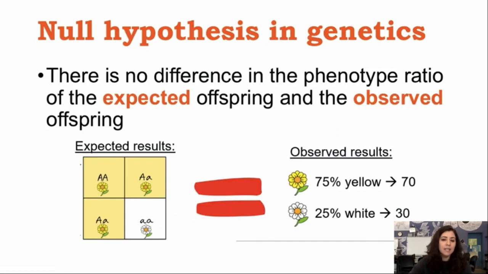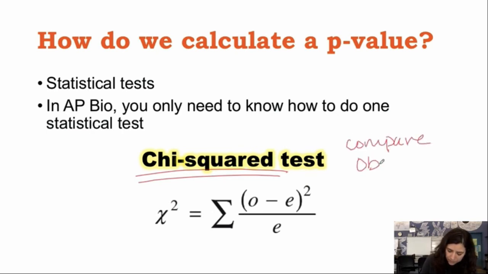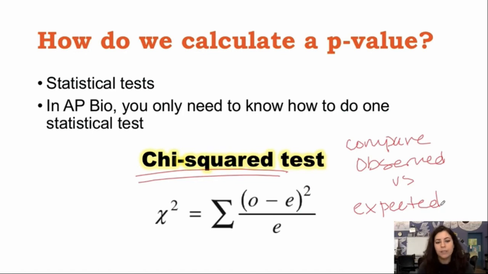Okay, so in order to actually answer this question, to test this null hypothesis that expected is the same as observed, well, we need to get a p-value. How do we calculate a p-value? So we need to use a statistical test, and this is the only statistical test that you will need to calculate for AP Bio. It's something called a chi-squared test, and we are always going to use this to compare observed versus expected. That is the point of chi-squared tests here in AP Bio. So we are using this chi-squared test to test our null hypothesis.